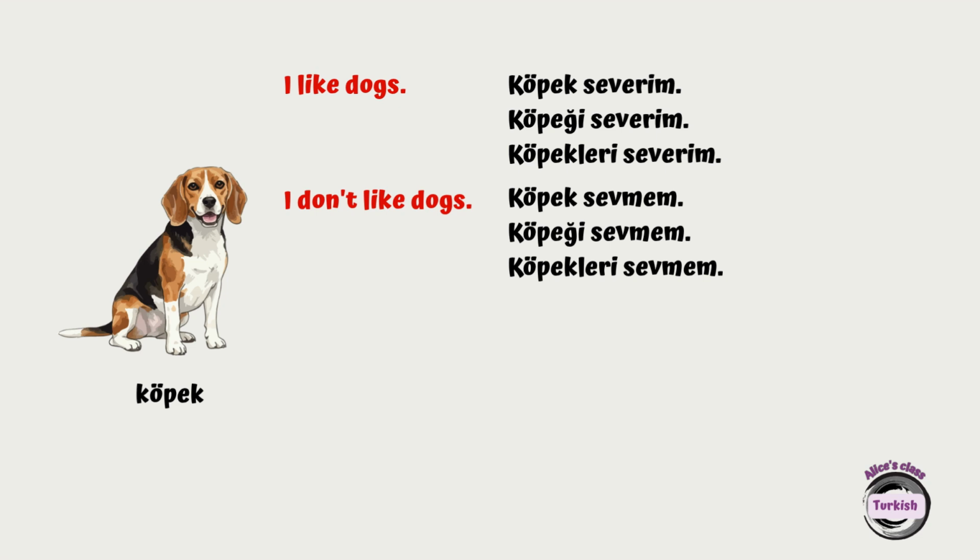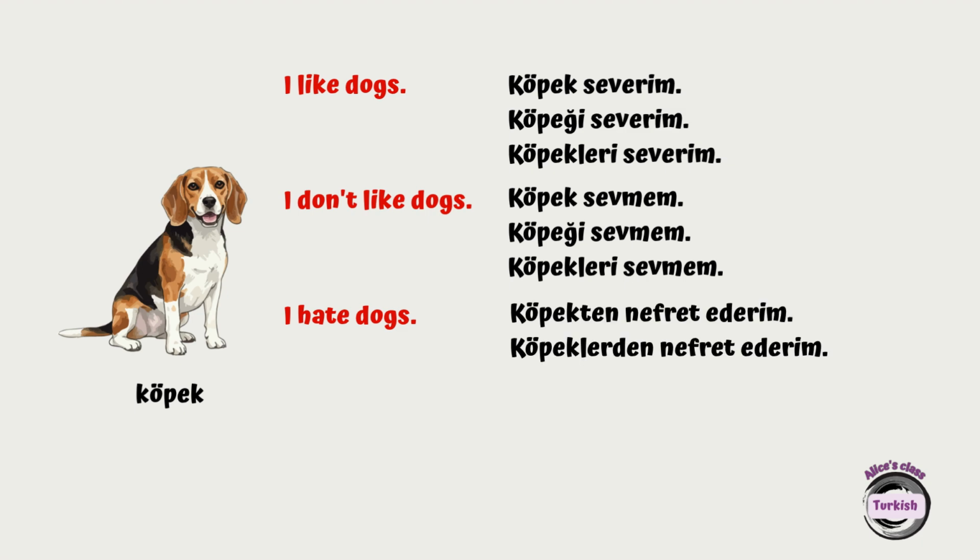Okay, how do we say I hate dogs? So we have köpek. Remember, it can be singular or plural, but we're gonna attach den dan noun case. So köpekten nefret ederim, singular form. Den changes to ten because last consonant of köpek is K. Or köpeklerden nefret ederim. This time we use plural noun, köpekler. Ler is attached to köpek to make it plural, and then den noun case attached to köpekler.